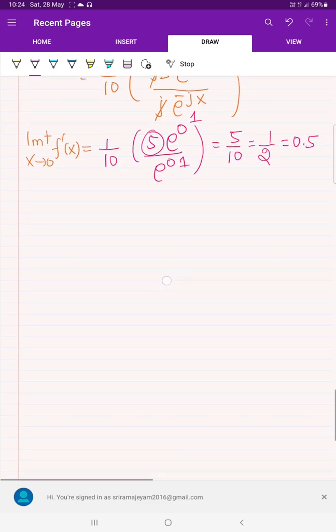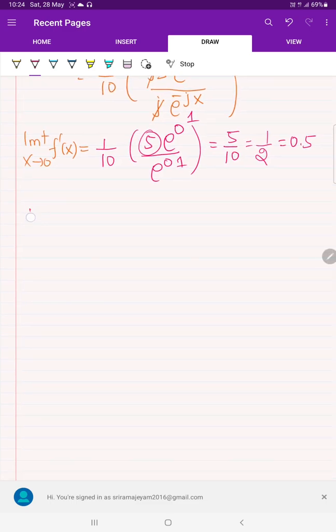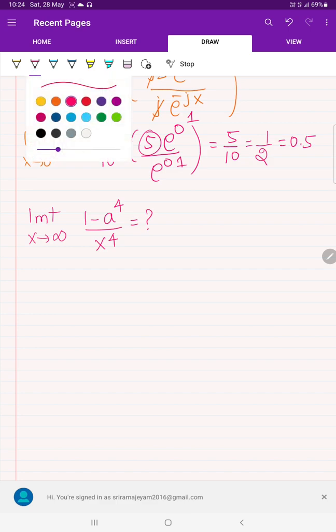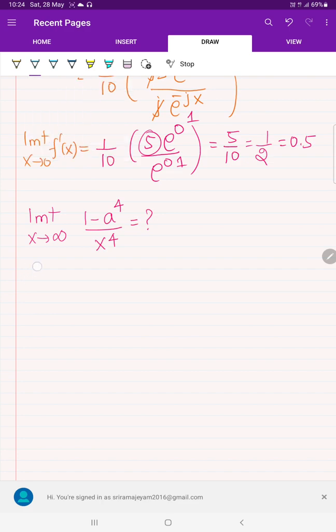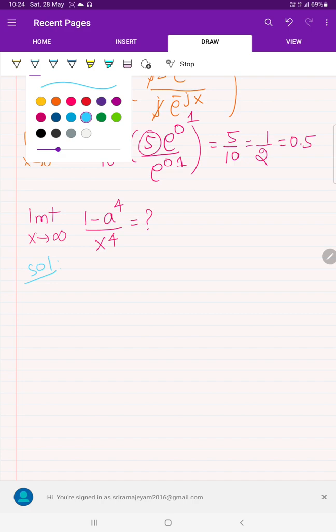Let us see, I am giving you one question now. Let us take the next question. Given is, limit x approaching infinity of (1 minus a) power 4 upon x power 4. This is the question. Now tell me, what is the correct answer for this question? How many of you are predicting the correct answer? What can be the expected answer? Can you please guess it? How many of you are guessing the answer?